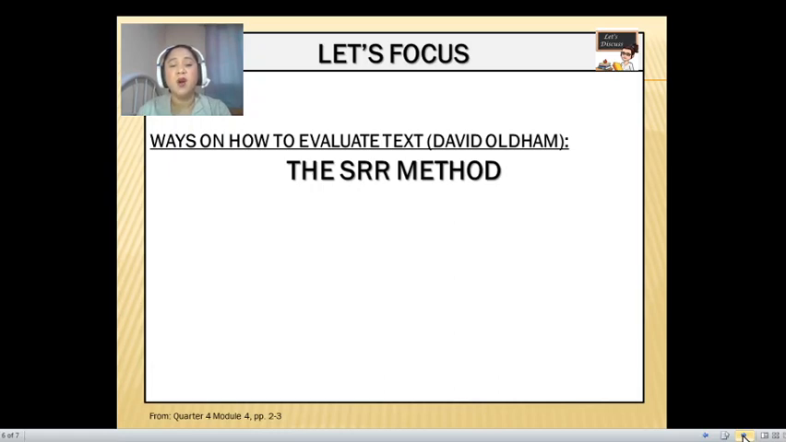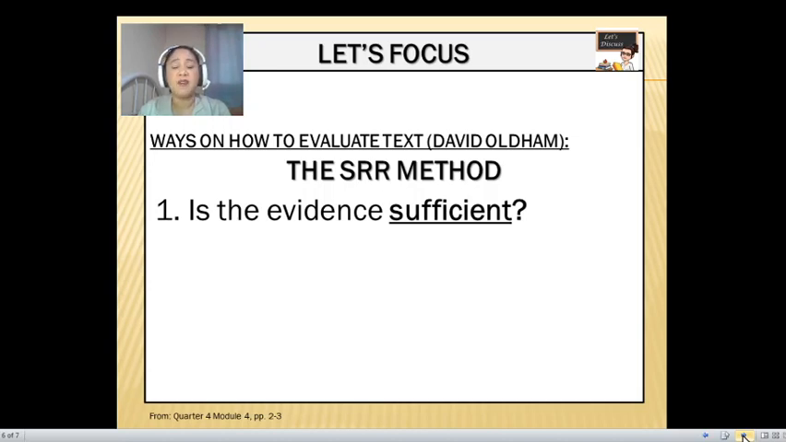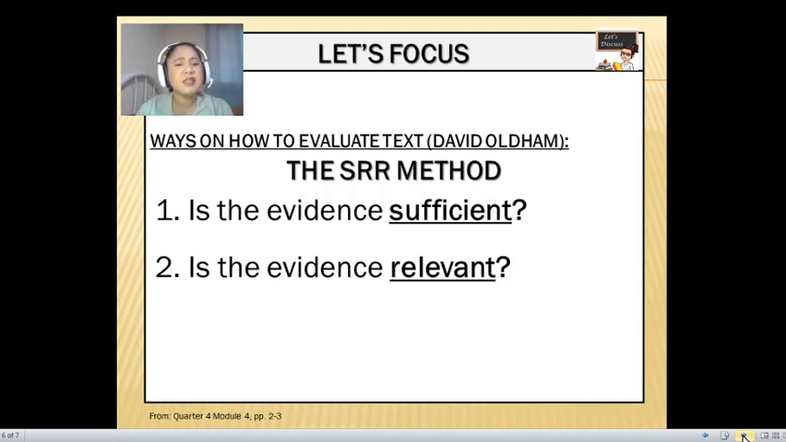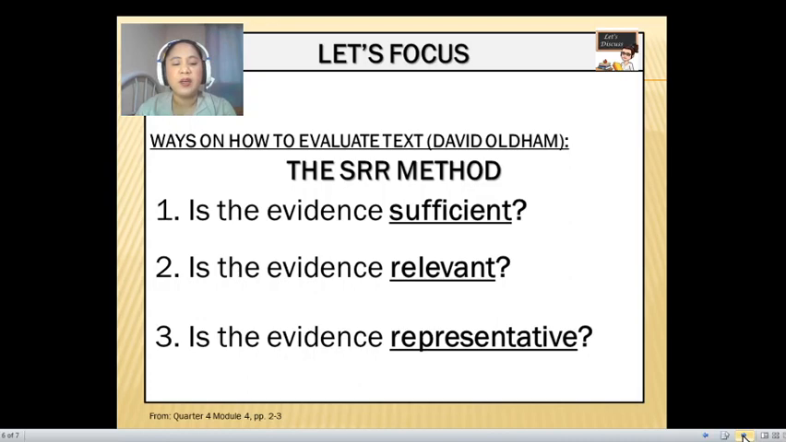The first one, in the SRR method, is: is the evidence sufficient? When we say sufficient, is there enough evidence or do we need more to feel confident or convinced about it? Second is: is the evidence relevant? Is it really about the point the author wants to prove? Or did it go off tangent or out of the topic, providing facts that do not have anything to do with the point? And the third one is: is the evidence representative?